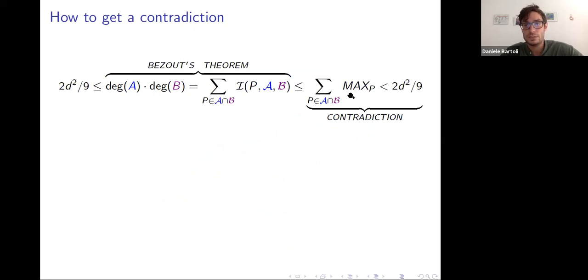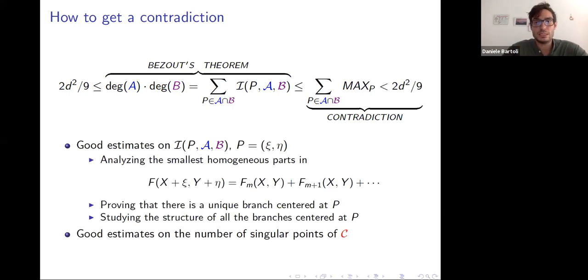And sometimes you can see that actually the upper bounds you provided give you a contradiction, since if you sum all these upper bounds on the intersection points of A and B, then you obtain something which is smaller than 2d squared over 9. And so by this chain of inequalities, you get your desired contradiction. So your curve actually possesses an absolutely irreducible component defined over FQ.